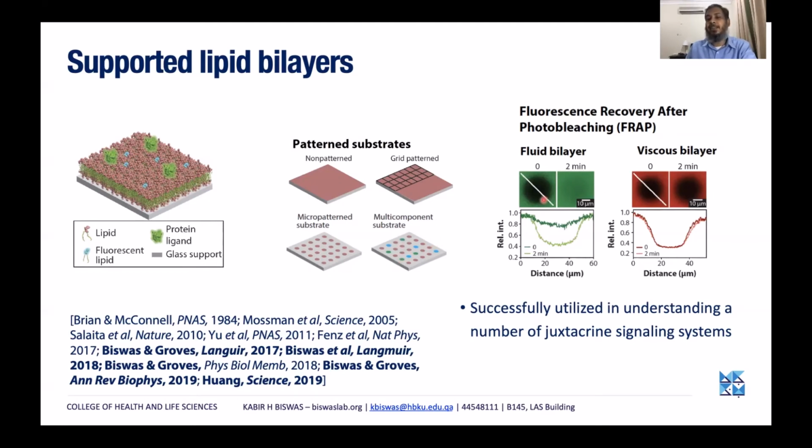This is an example of an image showing a lipid bilayer which is fluid and recovers fluorescence within a matter of 2 minutes when fluorescence recovery after photobleaching experiments are done. On the other hand, this is a viscous bilayer which does not recover its fluorescence intensity. So in a way, this allows us to control the physical properties of the bilayer.